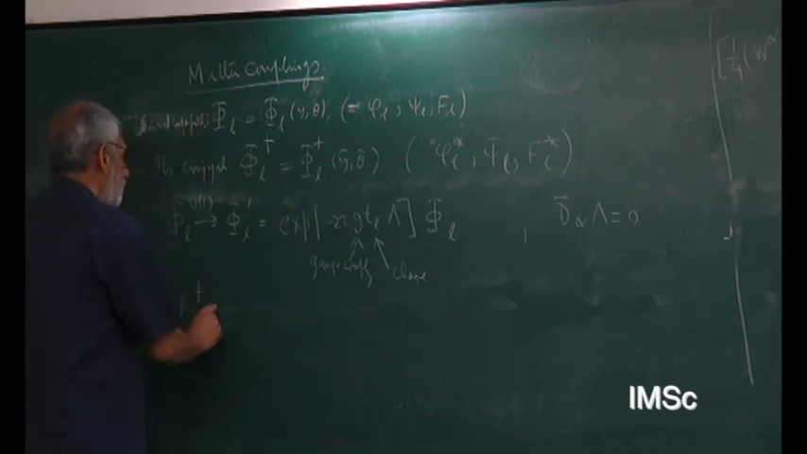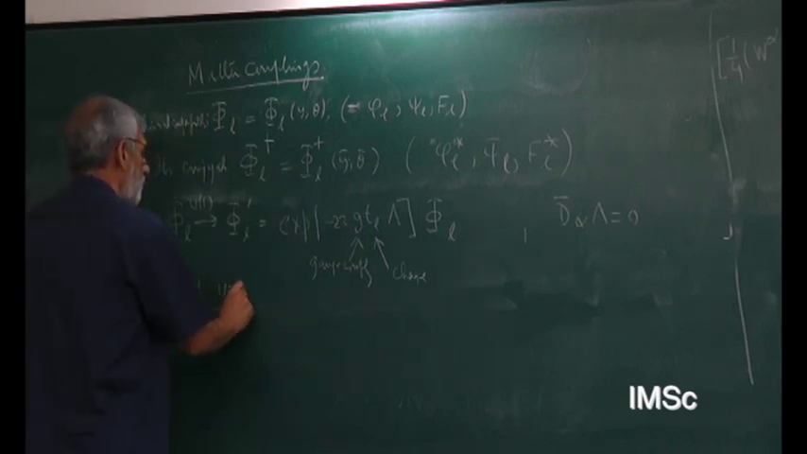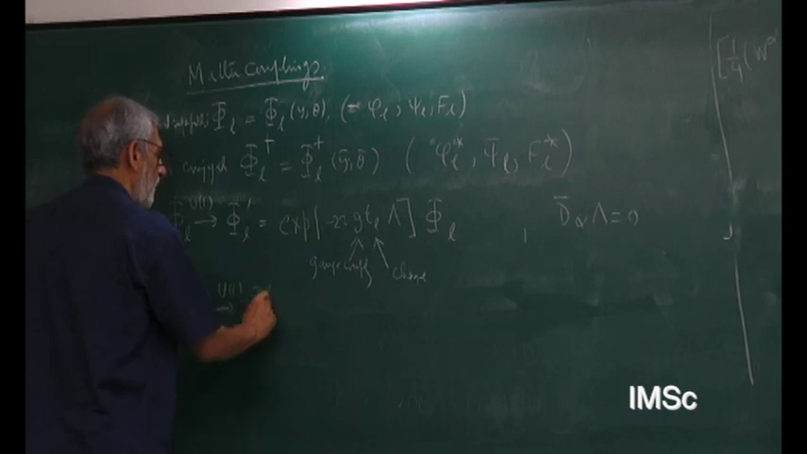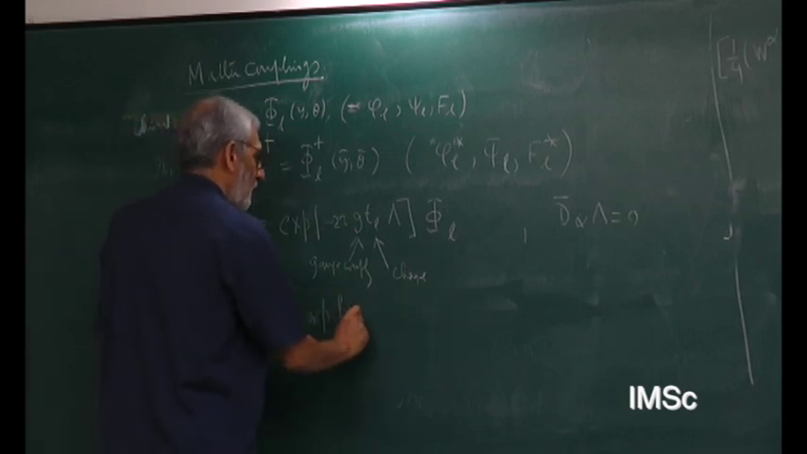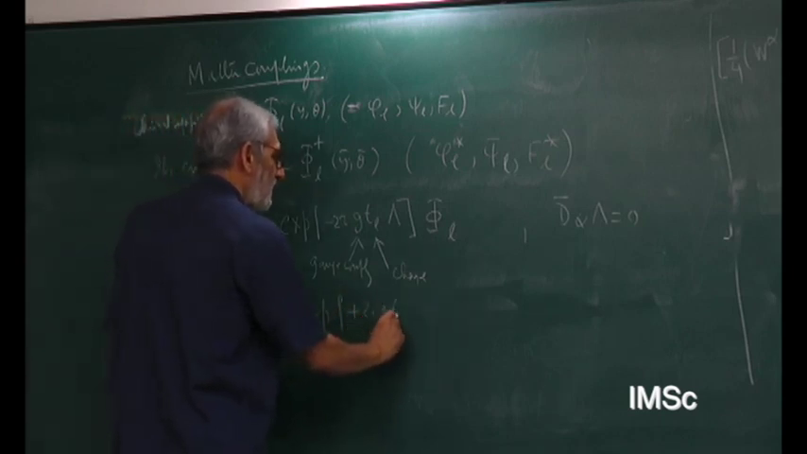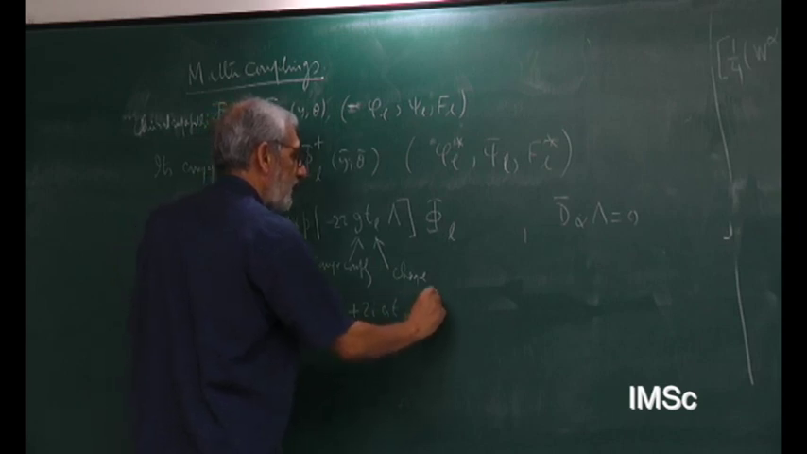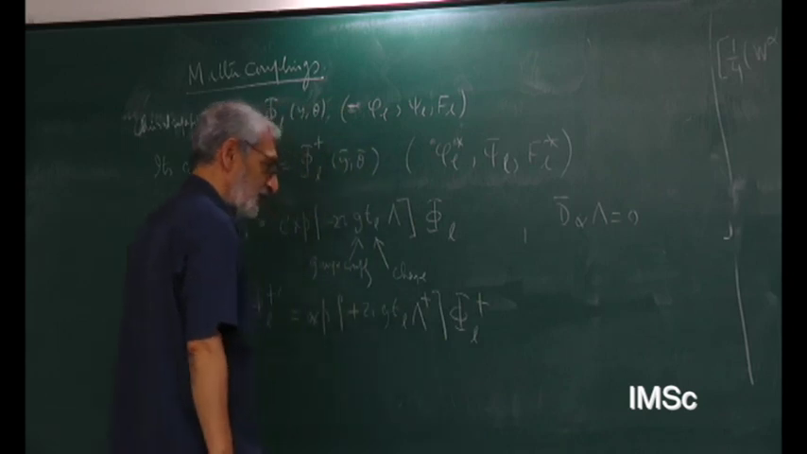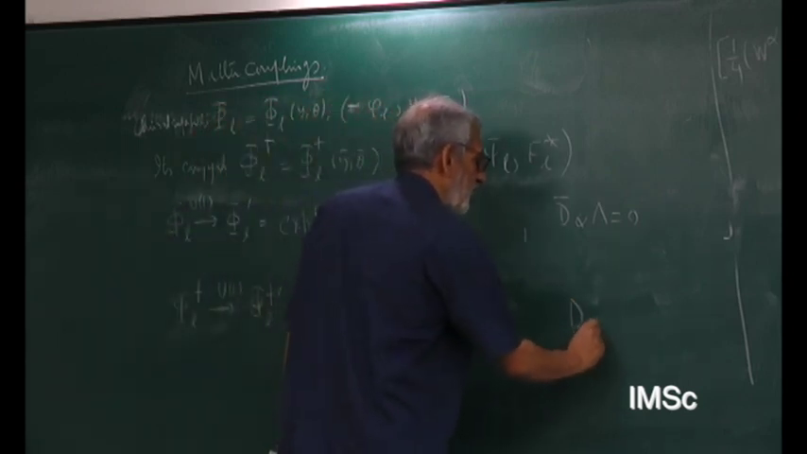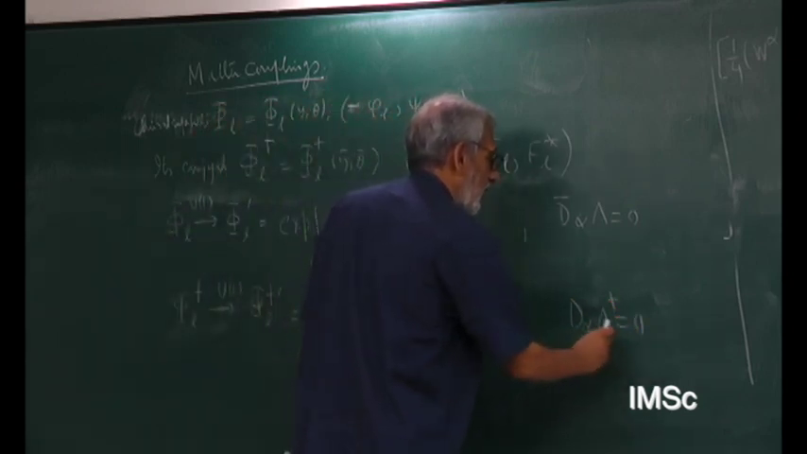And the Φ† under the U(1) transformation will go to Φ'† exponential plus 2i g t^a λ†. Now D̄_α̇ on λ† is 0. λ† is an anti-chiral field.